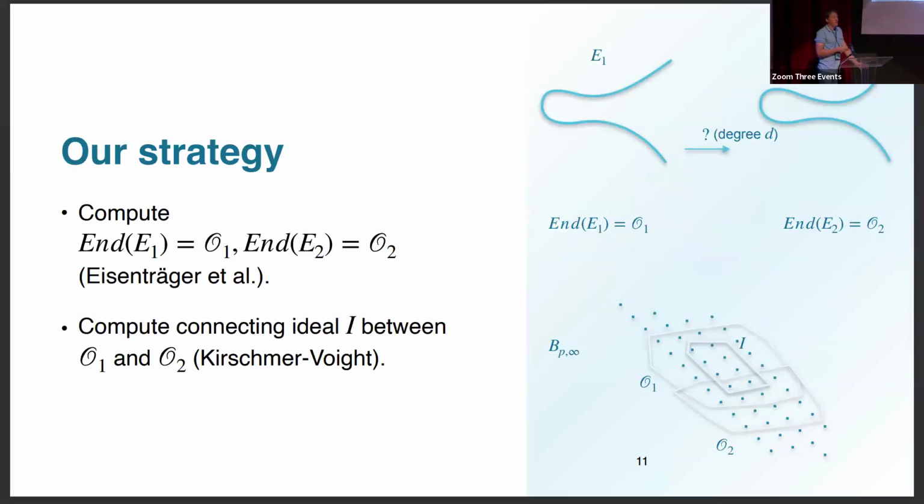So our strategy in 6 steps: the first 2 steps were just to move from the world of curves into the world of quaternions. In the first step, we compute the endomorphism rings of E1 and E2, so we get maximal orders O1 and O2. And of course, there is no efficient algorithm actually to do this. The best we have is Eisenträger et al. Then the second step was to compute the connecting ideal of these 2 orders. We can do this by Kirchner-Voight.